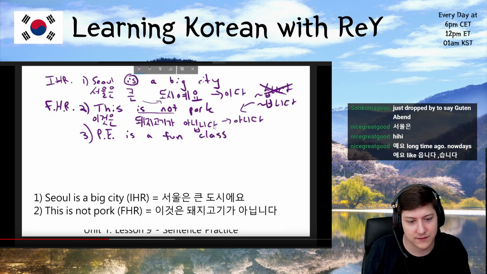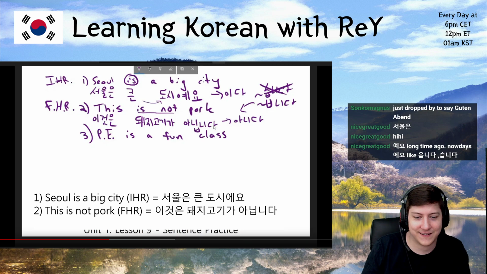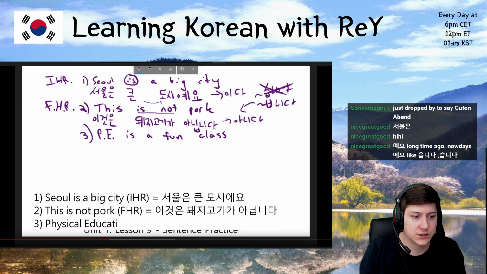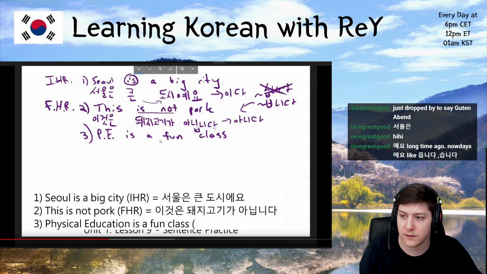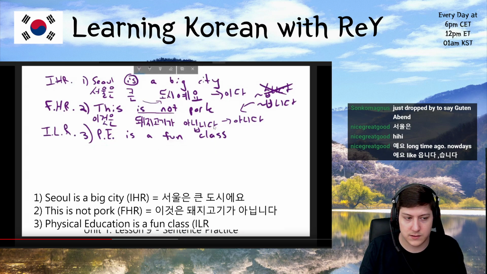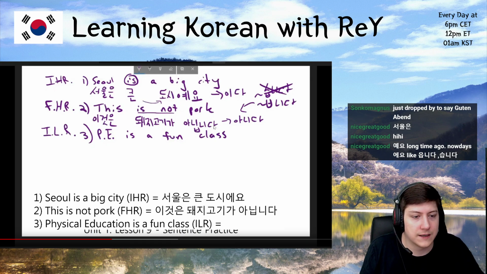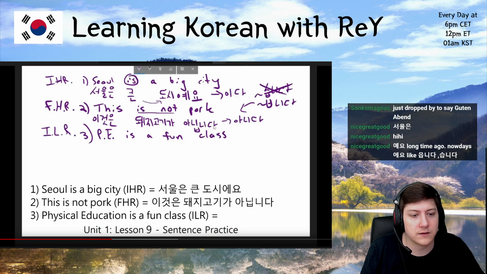I'm not sure which class is needed here. 3. P of physical education is a fun class. Into the informal low respect form. I'll give informal low respect. Okay, let's do it. So physical education, we need that first. Physical education.